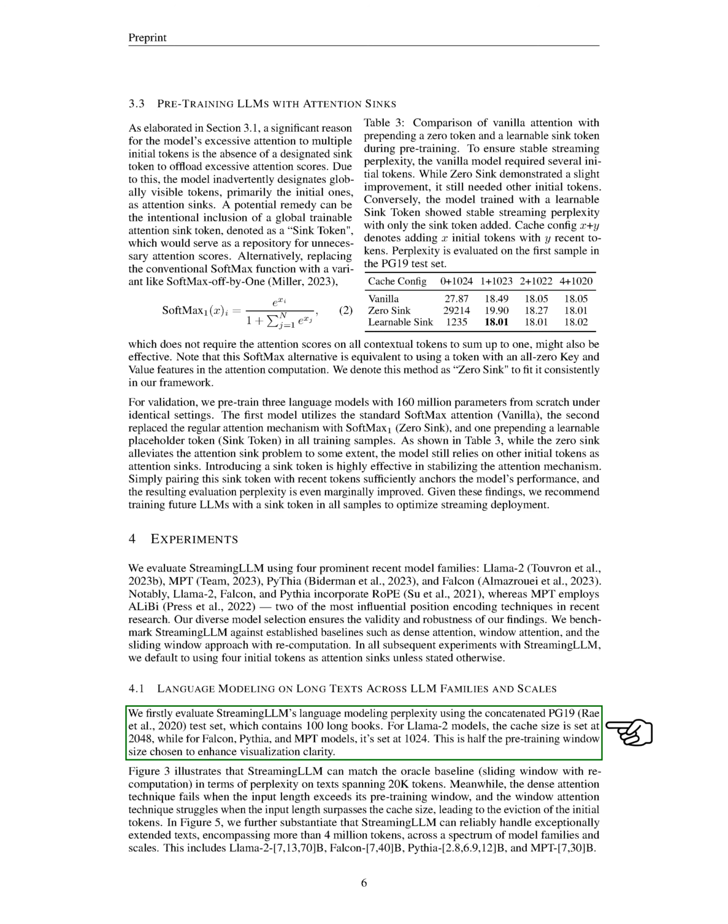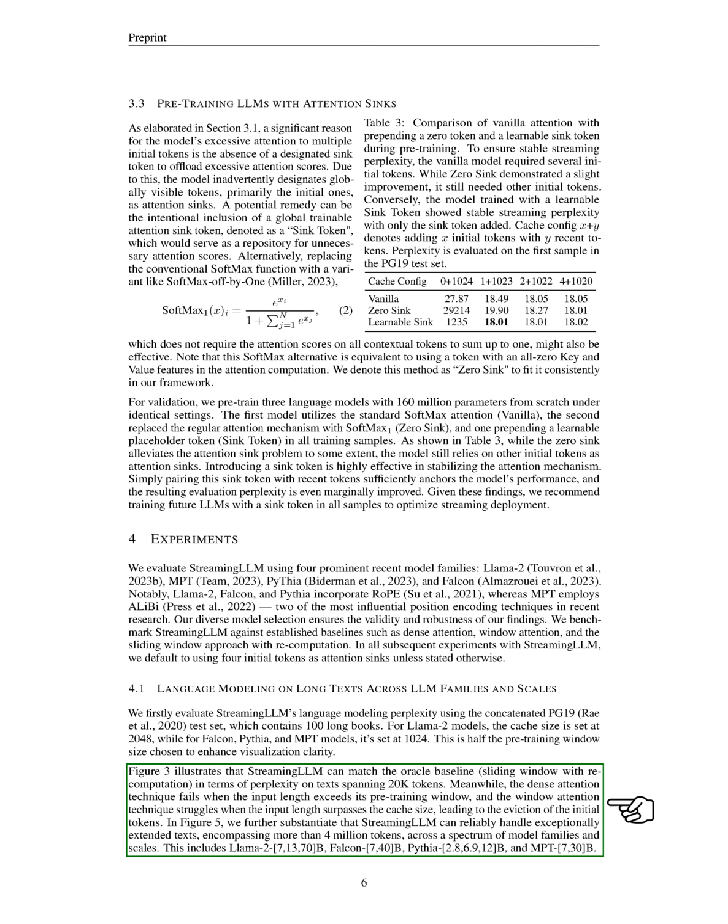We first evaluate StreamingLLM's language modeling perplexity using the concatenated PG19 test set, which contains 100 long books. For Llama 2 models, the cache size is set at 2048, while for Falcon, Pythia, and MPT models, it's set at 1024. This is half the pre-training window size, chosen to enhance visualization clarity. Our results show that StreamingLLM can match the Oracle baseline, sliding window with recomputation, in terms of perplexity on text spanning 20K tokens. Meanwhile, the dense attention technique fails when the input length exceeds its pre-training window, and the window attention technique struggles when the input length surpasses the cache size, leading to the eviction of the initial tokens.